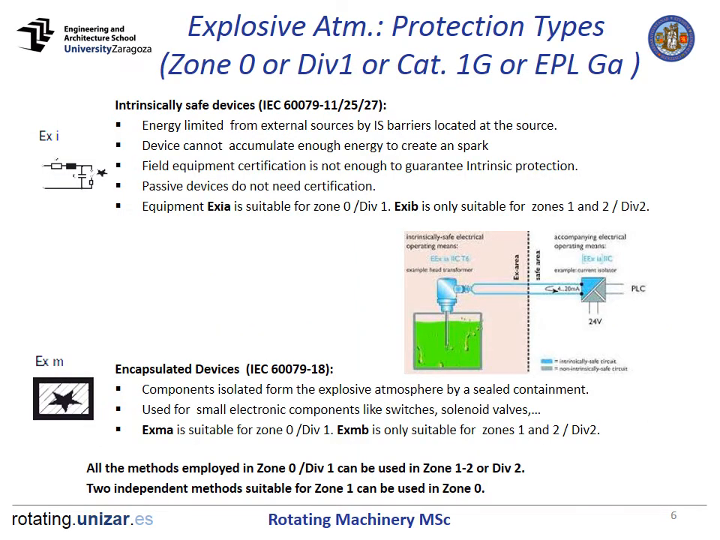There are different methods to protect the instrumentation located in a hazardous area. Let's start with the instrumentation located in Zone 0. In this case, the presence of an explosive atmosphere is continuous. The first way to protect the instrument is intrinsic safety. This method is known as Ex i. In this case, the energy present in the device is limited from external sources by IS barriers located at the source.